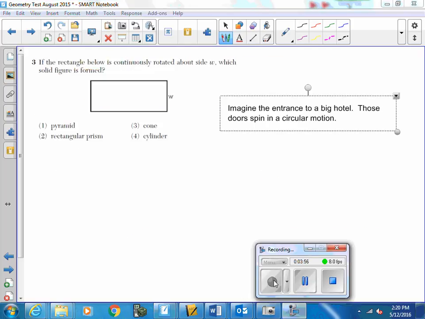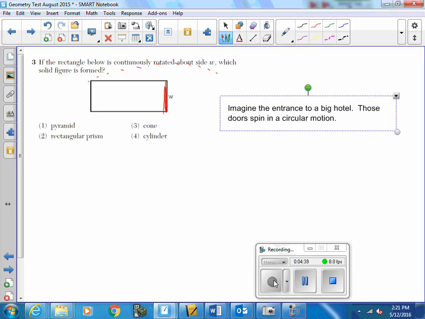All right, number 3 says if a rectangle below is continuously rotated about side W, which solid figure is formed? Side W will be this side over here. Now, you have to picture W staying in the same place and this rectangle being rotated around. I'm not a very good artist, but the best way I can think to describe it is if you have ever been to a big hotel and you can see the doors spin that you go in. I think most hotels have doors like this, but maybe you've seen them in a movie. Picture the doors spinning. That's a rectangle spinning.